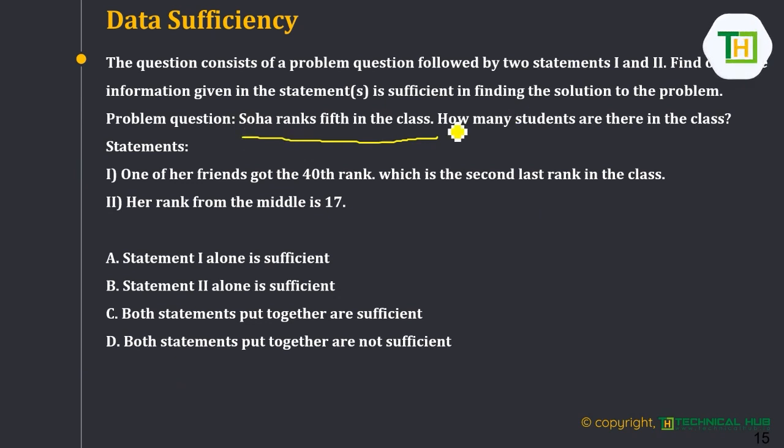So the problem question is: Soha ranks 5th in the class. How many students are there in the class? They have given the rank of Soha. So her rank is 5th rank. So I want to find the total number of students in the class.